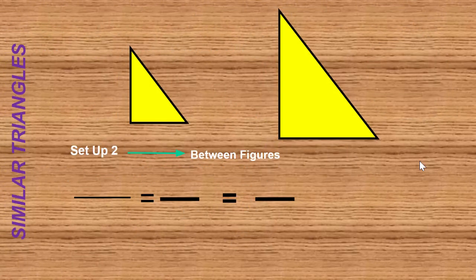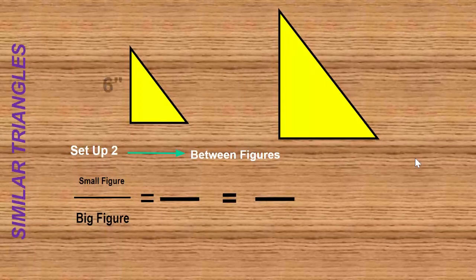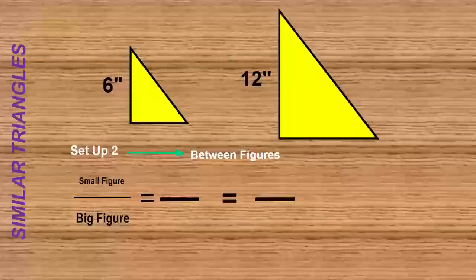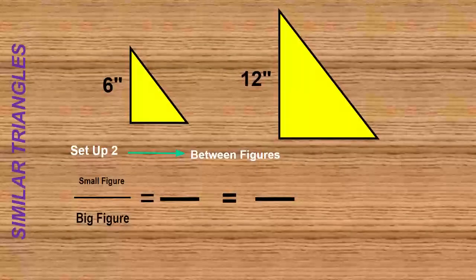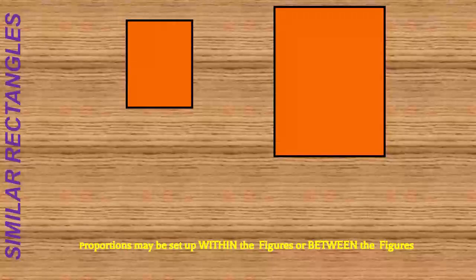Okay. The second way that we can set up a proportion in order to find the missing sides is between the figures. Notice my labels have changed. I'm now going to compare a small figure over the big figure. Okay, so now I take the corresponding sides, which is 6 from the small figure, 12 from the big figure, set up my ratio, and I'm going to set that equal to the other corresponding size, which is 4 and x. So the two ways that I can set up would be within the figure and between the figures.